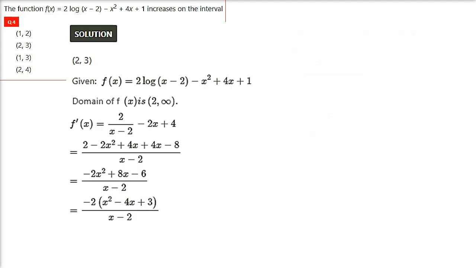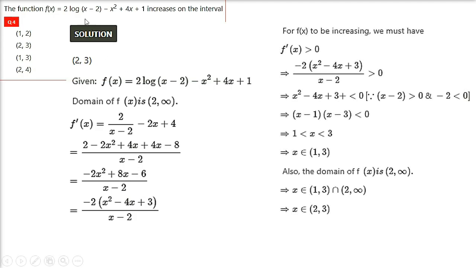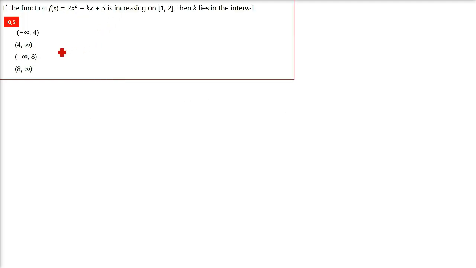So this is the stepwise discussion of what I just told, and whenever you have log, you have to find out the domain by yourself so that you know how it's going to be finally working. If the function f(x) = 2x² - kx + 5 is increasing in (1, 2), then k lies in which interval? It is increasing.